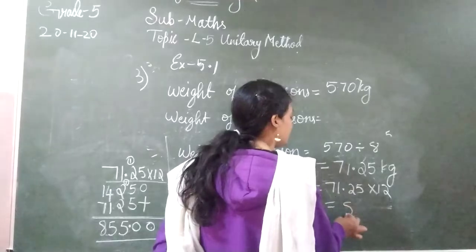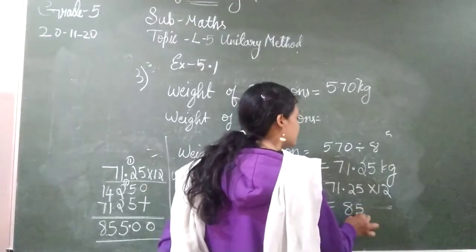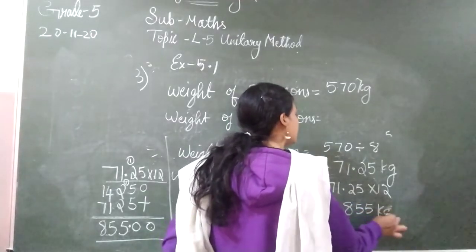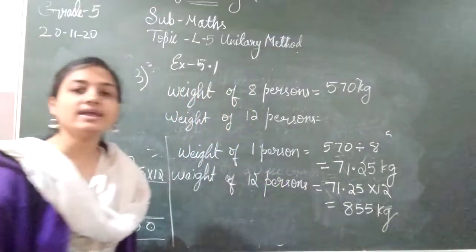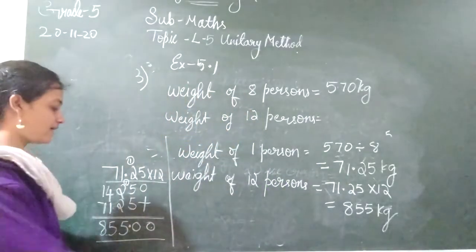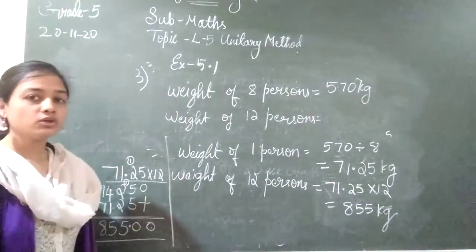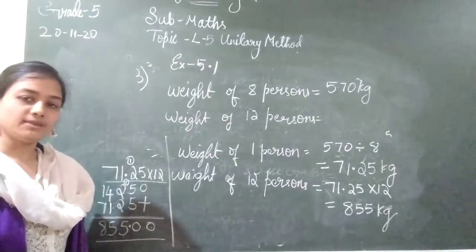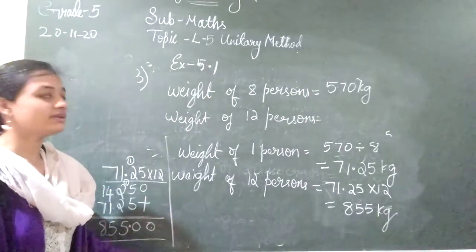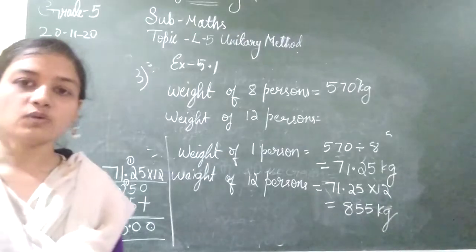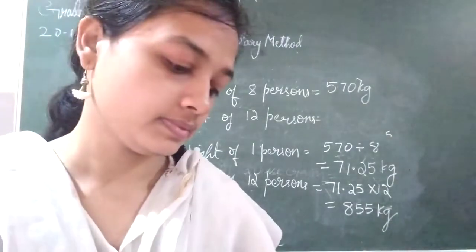So, weight of 12 persons is 855 kgs. You have 0, 0 after the decimal point, so you can write it without the decimal numbers also. So I have understood the third one, children. Now let us go for the fourth one.